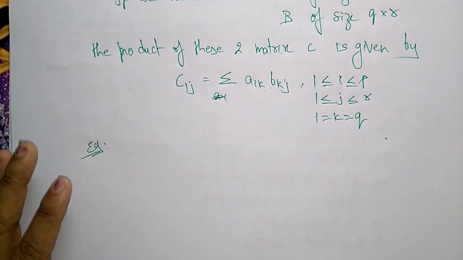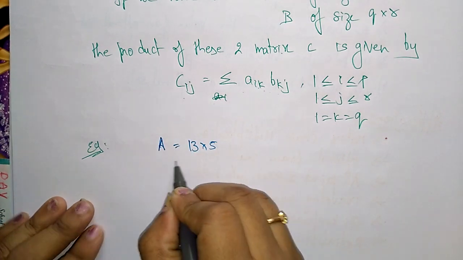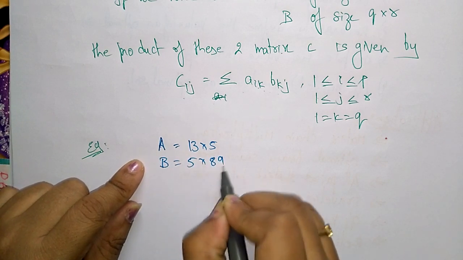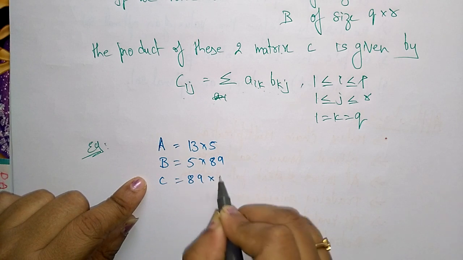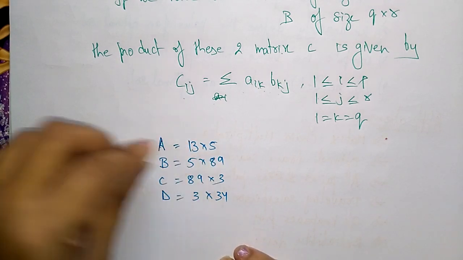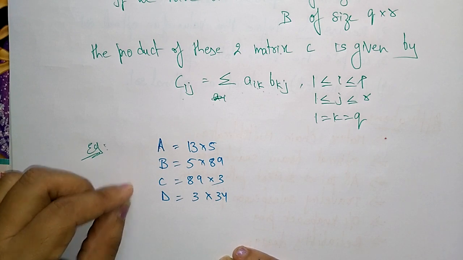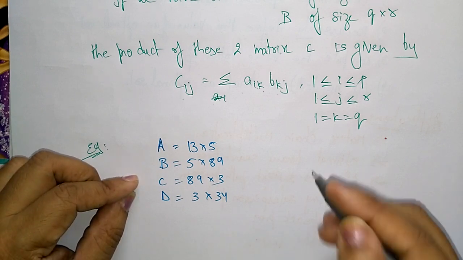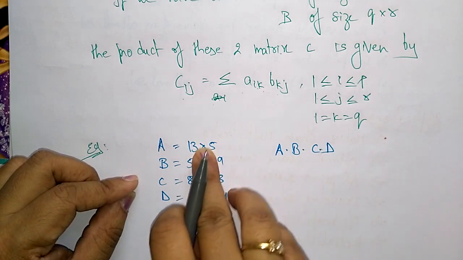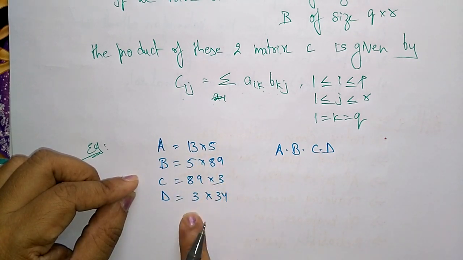So let us consider one example. Let's take A as 13 by 5, that is, the size of matrix A is 13 by 5, and B is 5 by 89, C is 89 by 3, and D is 3 by 34. Okay, I'm taking small as well as large numbers. So these are the four matrices. Here there are different ways we can multiply the given matrices, A into B into C into D. We have to multiply these four matrices of sizes 13 by 5, 5 by 89, 89 by 3, 3 by 34.